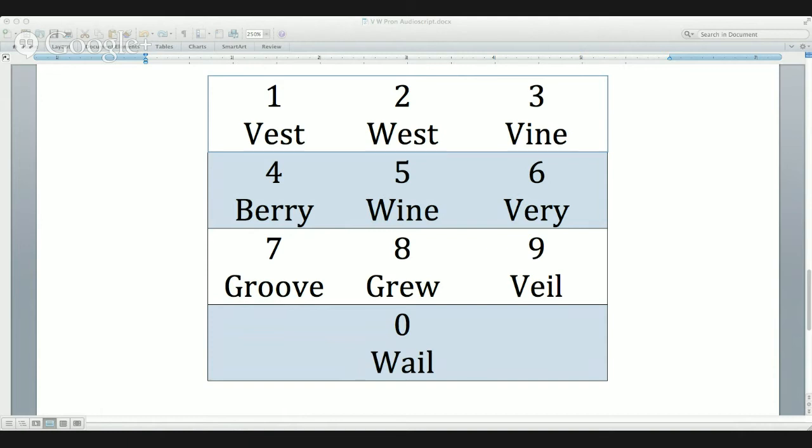Okay. Peter, whenever you're ready. Vest, west, vine, berry, wine, berry. And again, there's 6 numbers here.